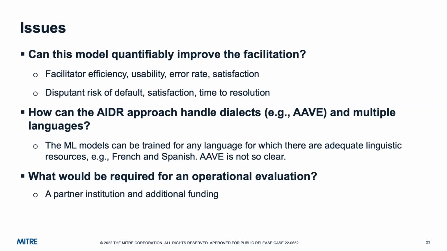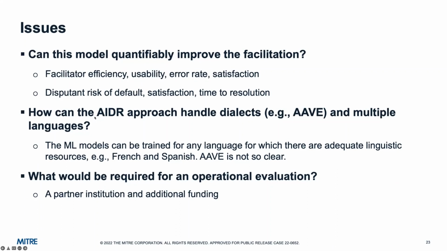So I think that's a big open question, and maybe this bottom item here: what would be required for an operational evaluation? Well, that's what needs to happen now, to be able to answer the question in that first bullet. To do that, we need an institutional partner who would be willing to try out this system in a more operational setting, because as of yet, all our evaluation is in a cross-validation setting based on the transcripts that we have. So that's a big practical issue, and in my mind, the biggest question about this.